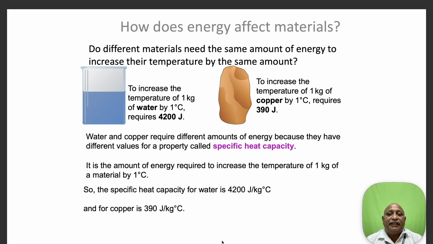The mass of both materials, water and copper, is the same, and the temperature rise is the same, that is 1 degree Celsius, whereas the energy required differs. For water it's 4200 joules, whereas for copper it takes only 390 joules. So from this we can understand that water and copper require different amounts of energy. The reason is that they have different values of a property that we call specific heat capacity. The specific heat capacity is defined as the amount of energy required to increase the temperature of 1 kg of material by 1 degree Celsius.